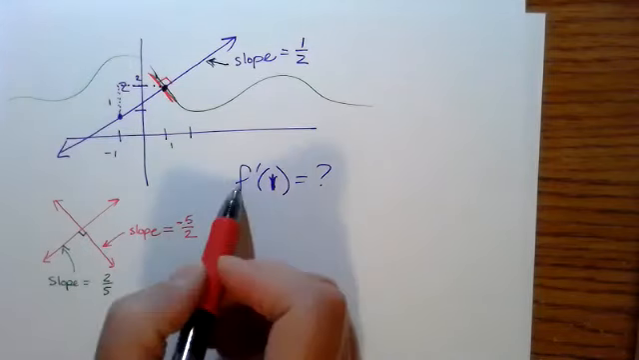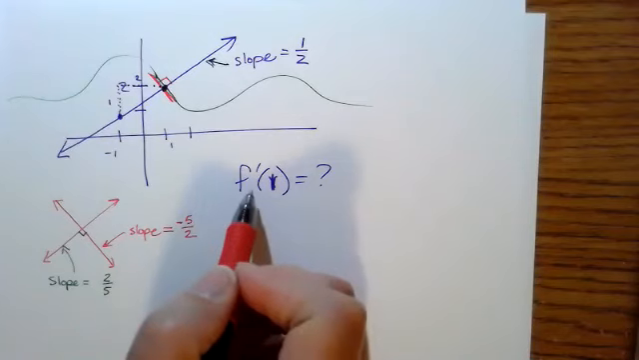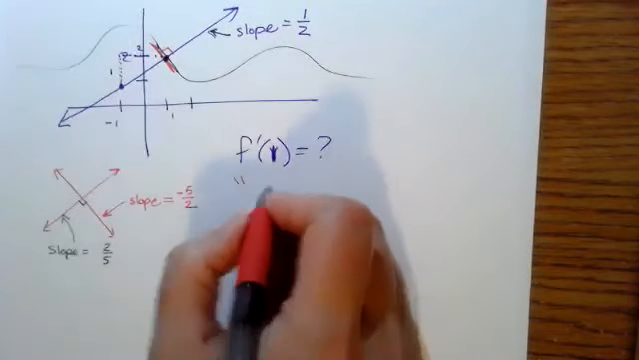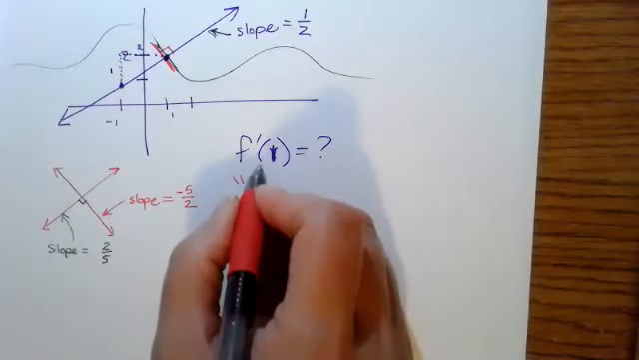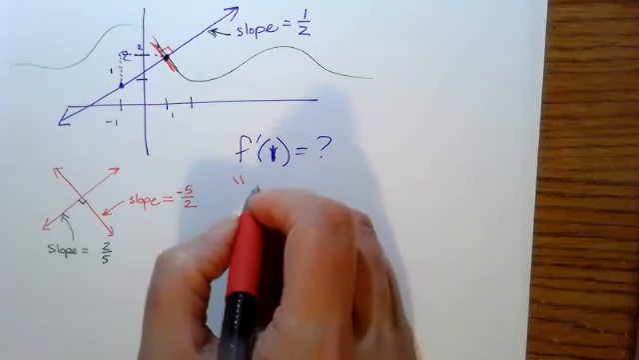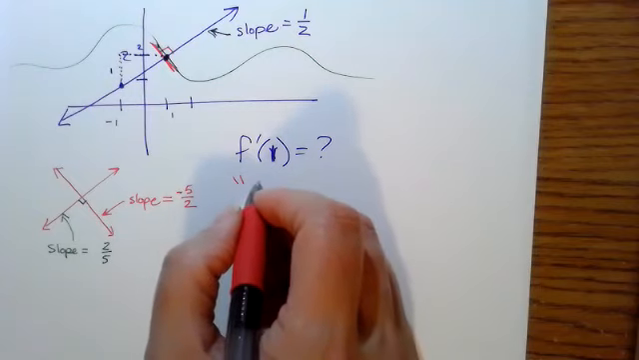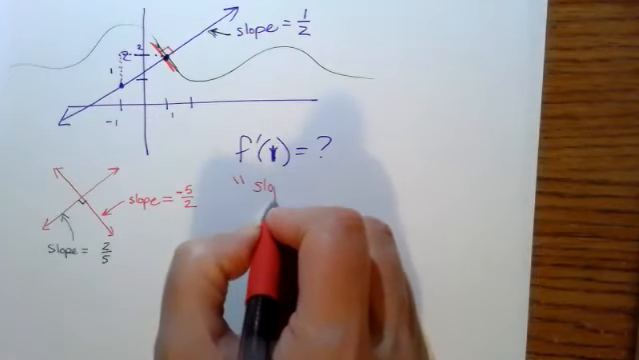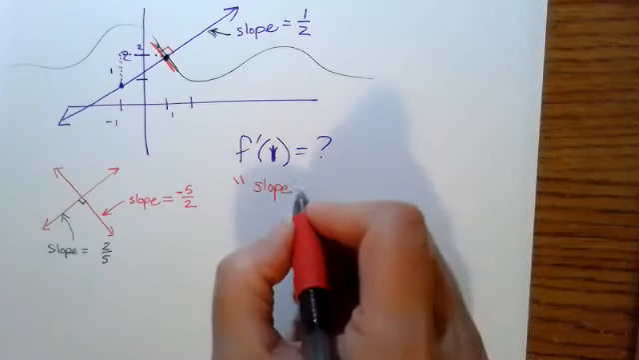Now, what does the derivative at 1 mean? In words, what does that mean? What does that have to do with the tangent line? I'm just going to start writing it out. First person who knows what I'm writing, just shout it out.